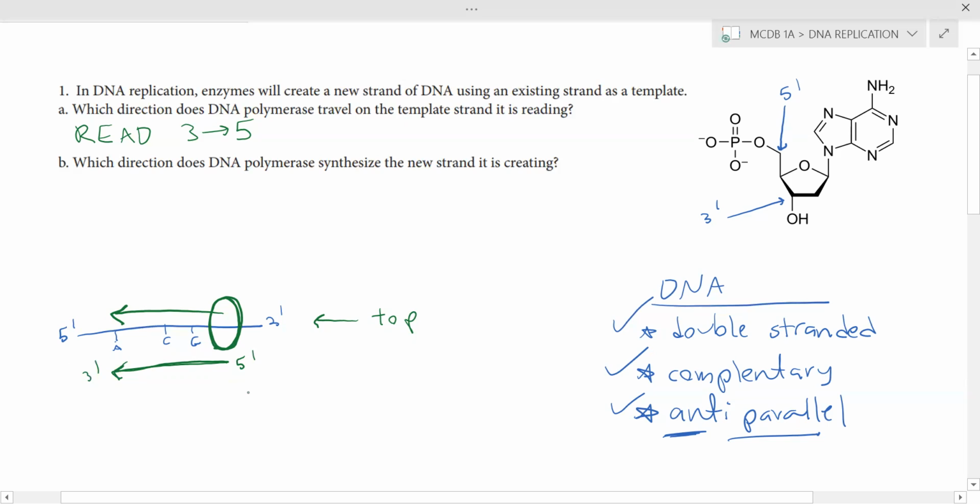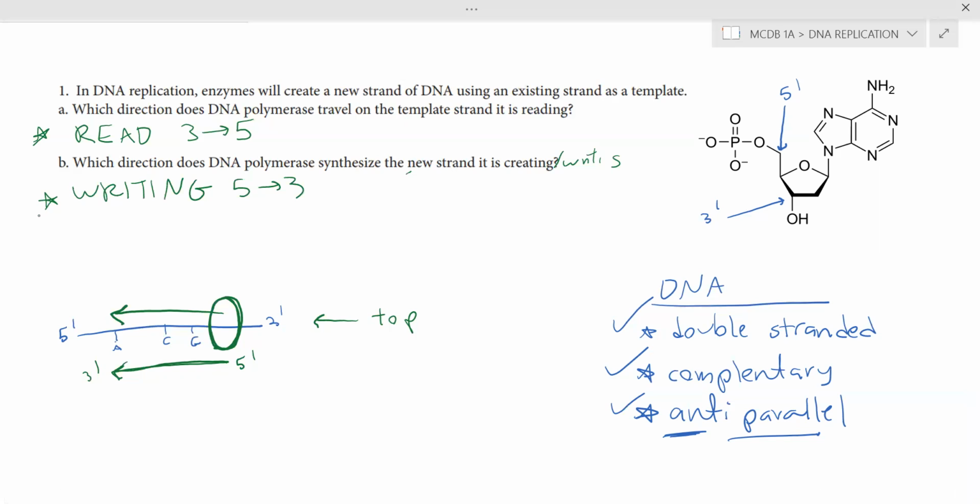So this means that DNA polymerase would be writing the new strand in the opposite direction, the anti-parallel direction, right? So it'd be writing from 5 to 3. So that's one way to think about it. Definitely, make sure that that information is in your brain for the rest of this class.